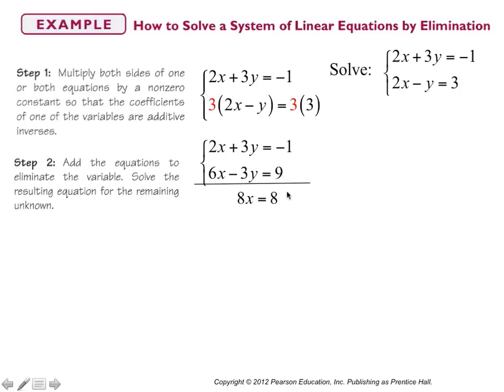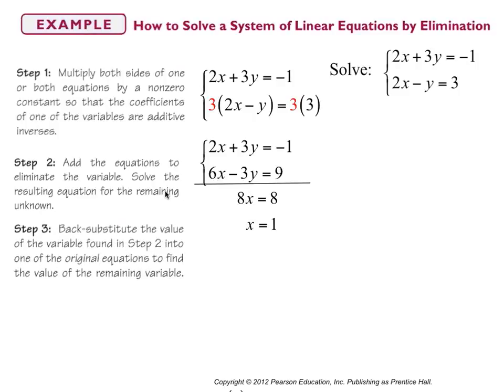Now, when you're solving two equations with two variables, you will always want to end up with something where you just have one variable equals something. So the next step would be to just finish this. Divide both sides by 8, so you get x equals 1. Now we use back substitution to take the value that we found in step 2, x equals 1, and put it into one of the original equations to find the remaining variable. You can pick either of the originals, it really doesn't matter.